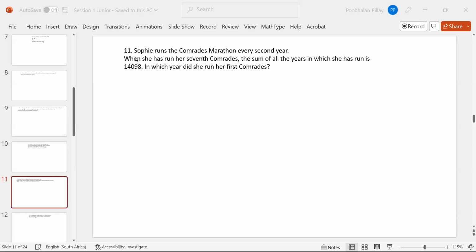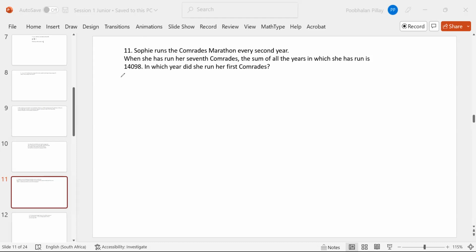All right, we move on from averages to another type of question. Sophie runs the Comrades Marathon every second year. In other words, she doesn't run it every year, but she runs it after every 2 years. When she has run a 7th Comrades, the sum of all the years in which she has run is 14,098. In which year did she run her first Comrades?